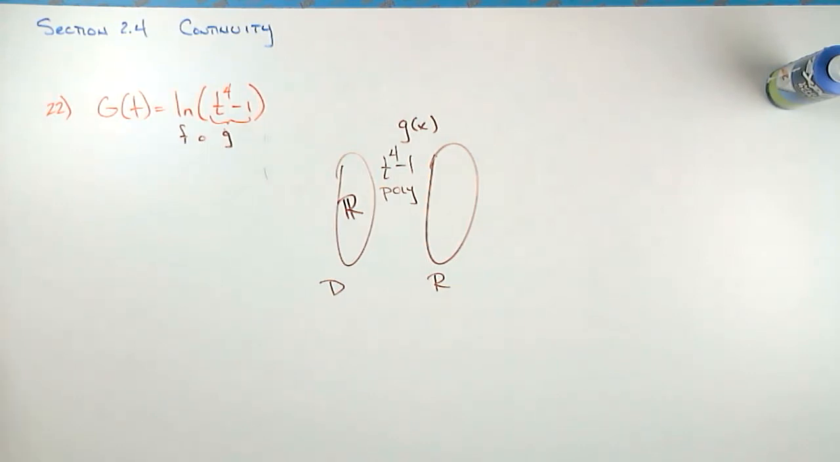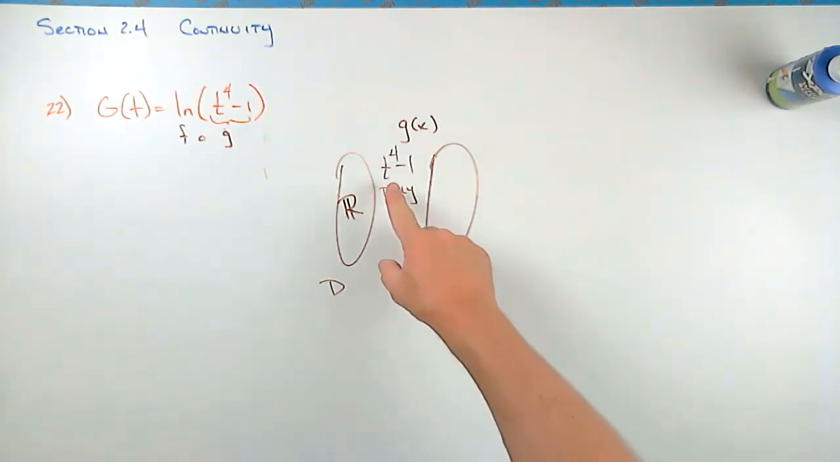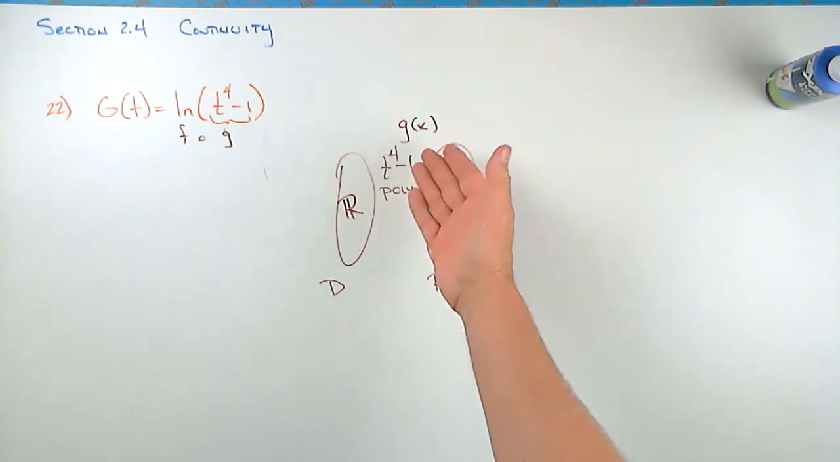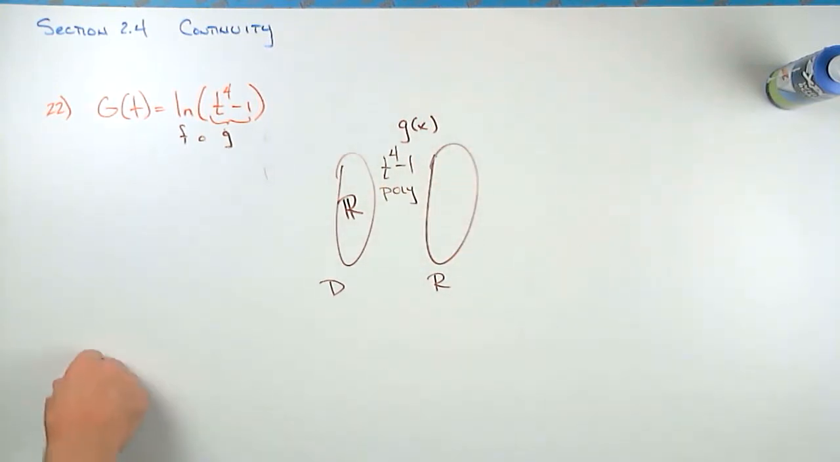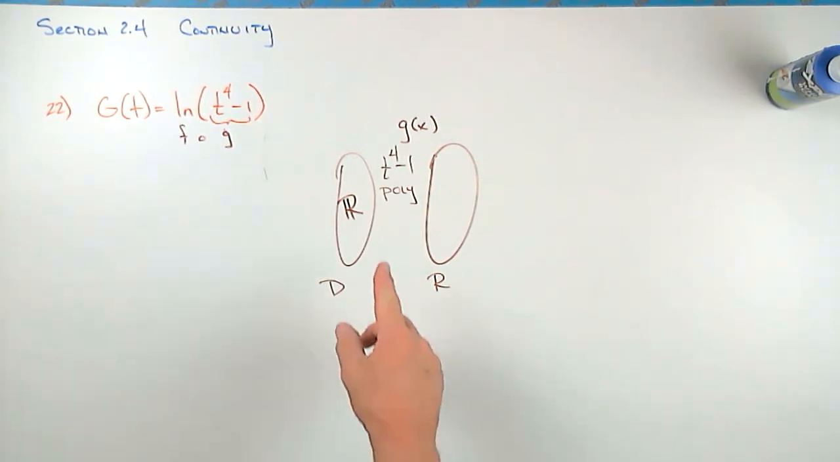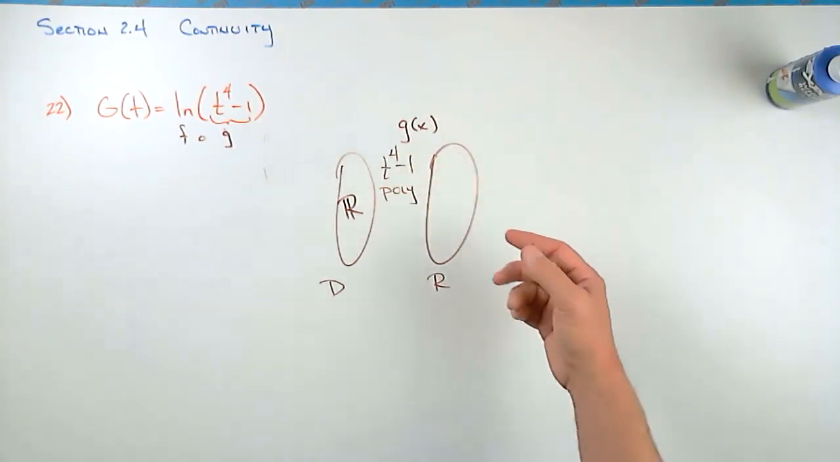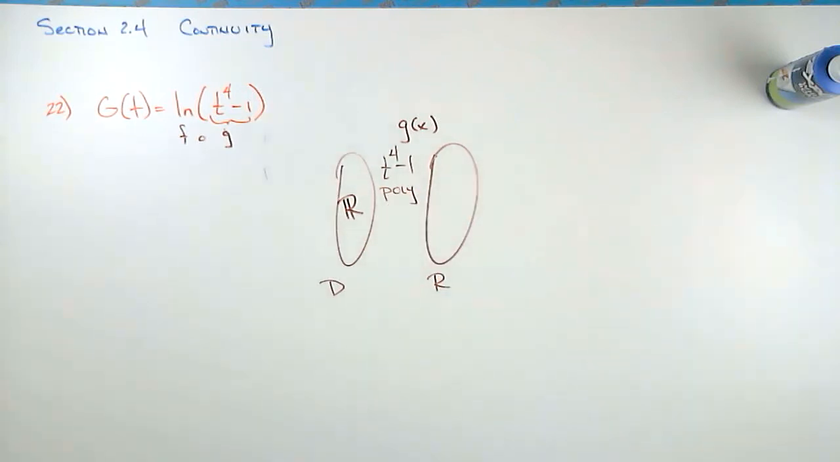Now, what's the range of t to the fourth minus 1? Well, if we put a 0 in here, we get negative 1. Right? That's true. If we put 0 in here, we get 0 to the fourth minus 1. That's negative 1. If we put a different number in there, like 6, now we're going to get 6 to the fourth minus 1. That's a positive number. If we put 2 in there, we get 2 to the fourth, that's 16 minus 1. That's a positive number.